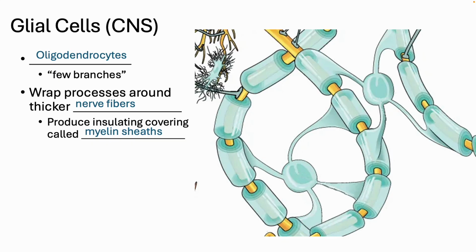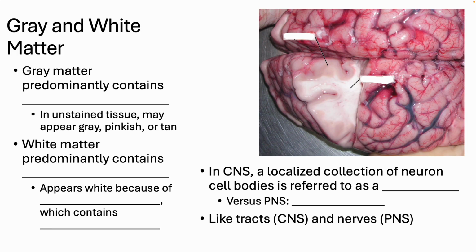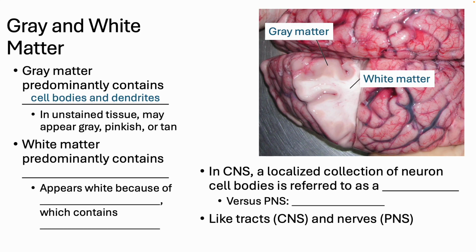All right, little side note here before we talk about the glial cells of the peripheral nervous system. You may have heard of gray and white matter. These are the two components that the brain, and really the entire nervous system, is made up of. Gray matter is what you see more on the superficial layer here, while the white matter is typically deeper. Gray matter predominantly contains cell bodies and dendrites. In unstained tissue, it may appear gray, pinkish, or tan. So that's what the pinkish tan is right there.